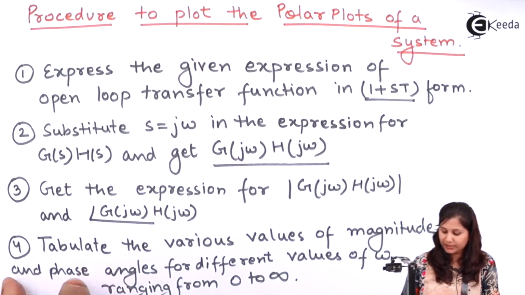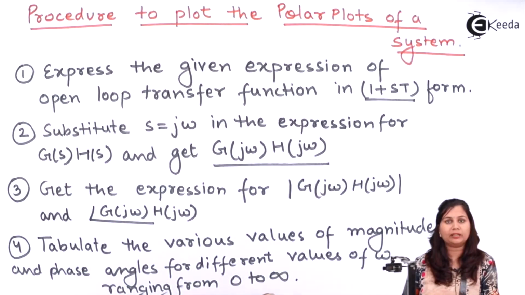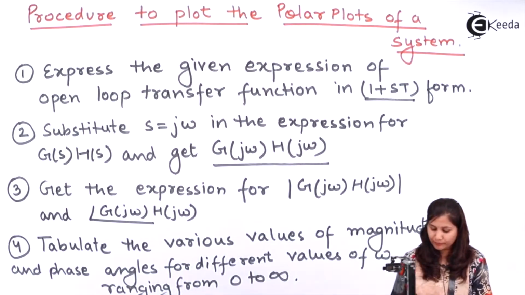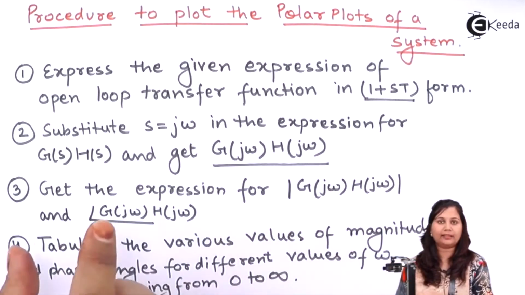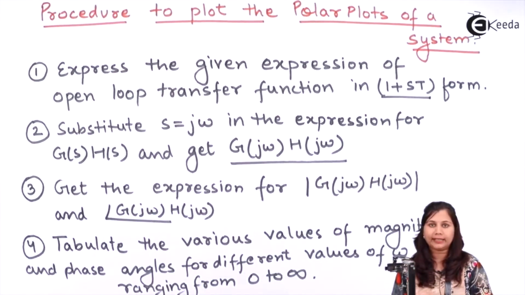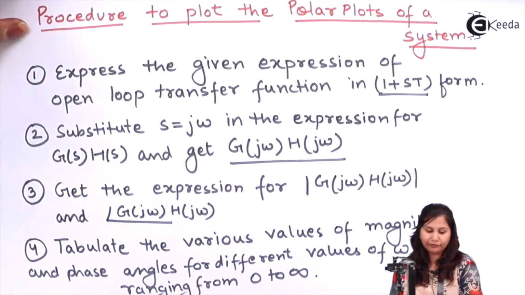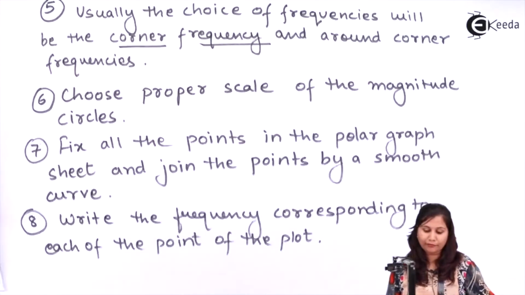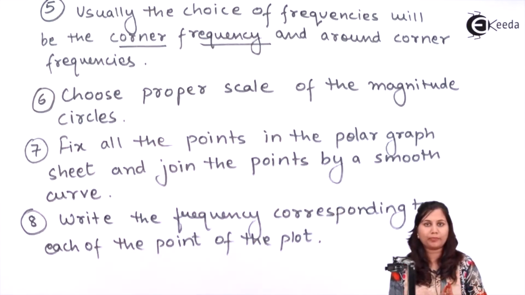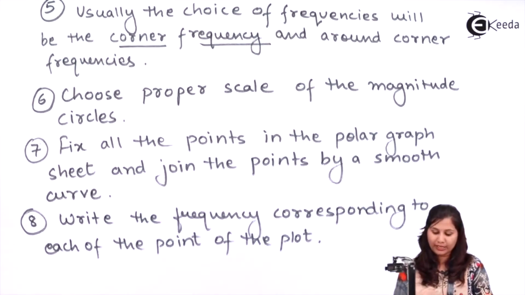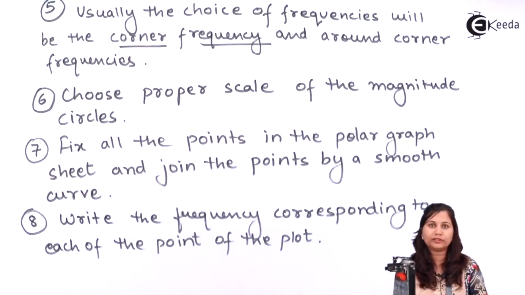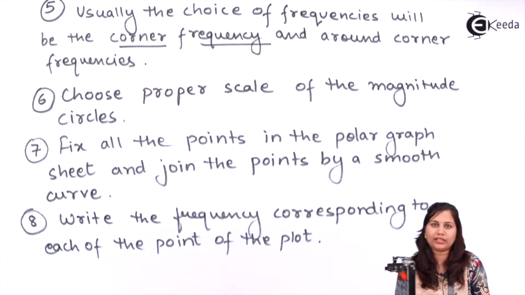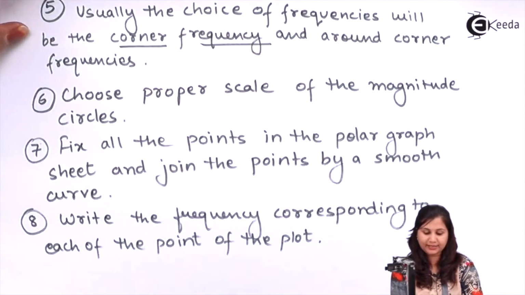Then for various values of omega between 0 to infinity, calculate the magnitude and the phase angle and form a table. After forming that table, you have to choose a proper scale for the magnitude and then fix all the points and join these points by a smooth curve and write the frequencies on those radial lines which are representing the phase angle of the system. So these are the steps.